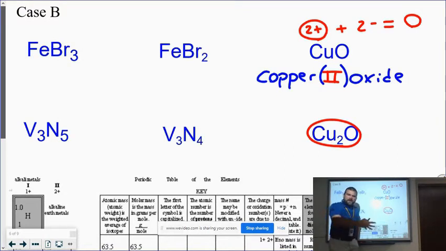It is also copper oxide, but again, the ratio is different. So now the math changes just a little bit. Pause it. Come on back.